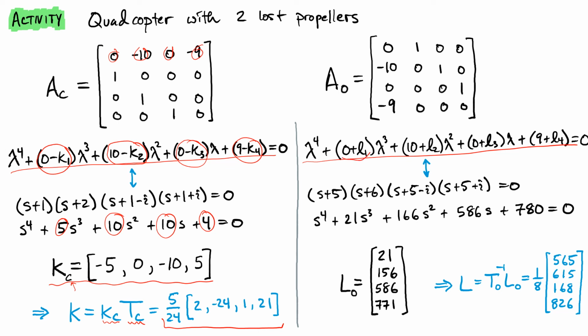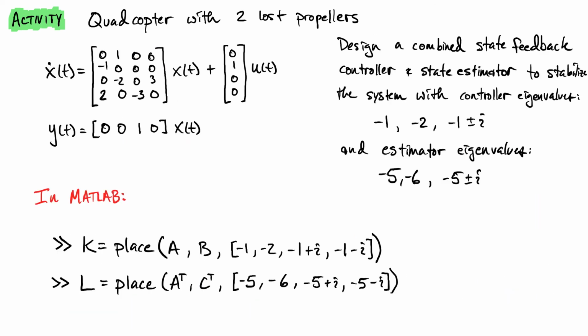Likewise, we're going to equate terms. We see that L1 has to be equal to 21. We can see 10 plus L2 has to be 166. We see L3 has to be 586. And we can see that 9 plus L4 has to be 780. And so then, again, this is in the observer canonical form. This is our estimator matrix. And then to translate that back, we have to multiply by the inverse of our observability transformation matrix to get our estimator gain matrix in our original coordinates. And so that solves the problem.